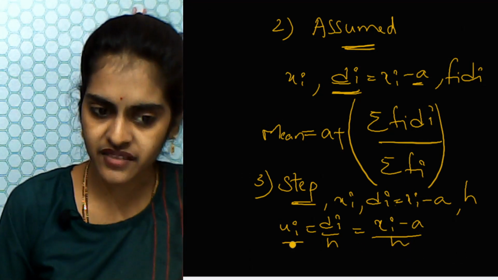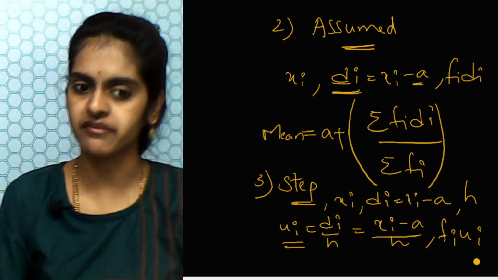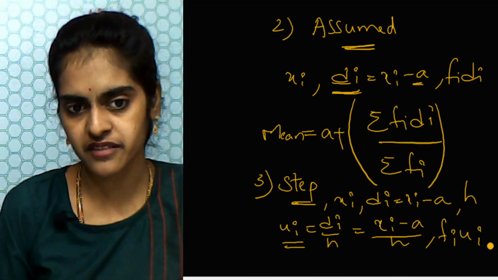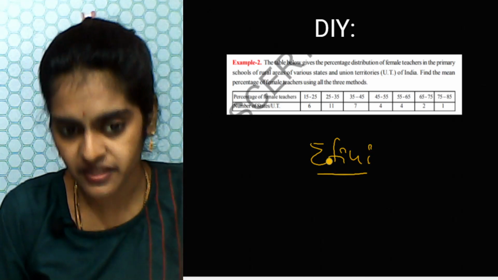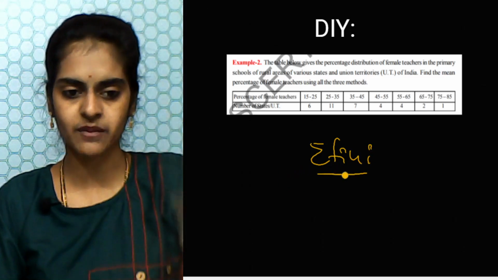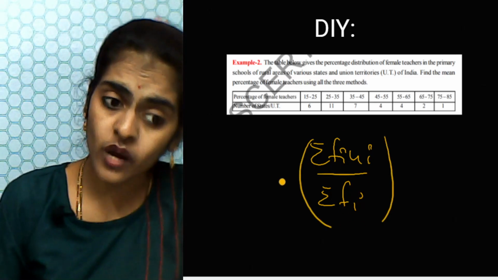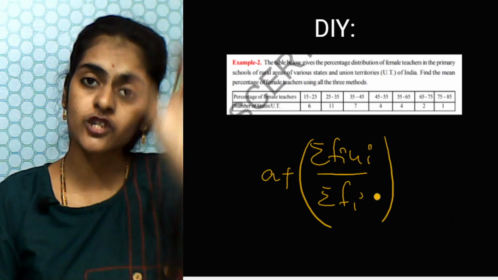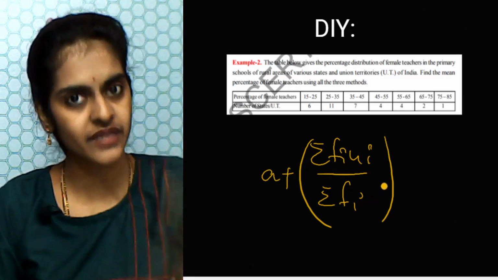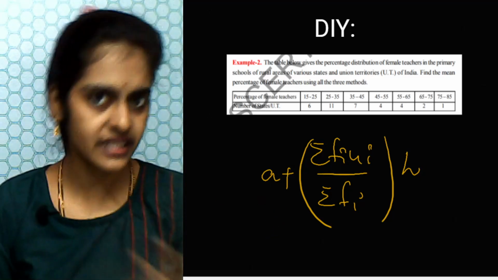After calculating ui, you will multiply it with frequency, fiui. Once you multiply with frequency, the formula we use is sigma fiui. Since you are multiplying ui with frequency, you will add all those. So sigma fiui divided by sigma fi, this is the same. But you are subtracting the assumed mean, so you will add the assumed mean. And you are also dividing all the deviations by h, so you will multiply with h. This is how you can remember all three formulas.